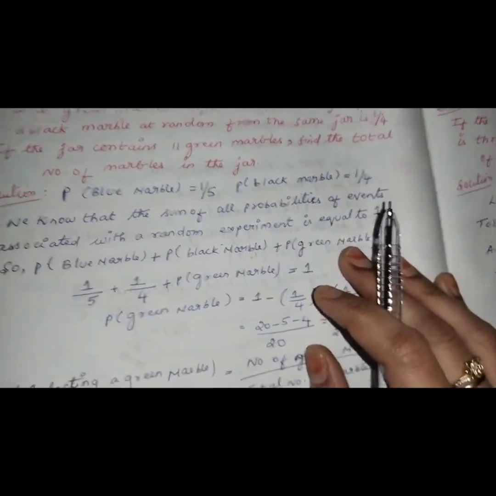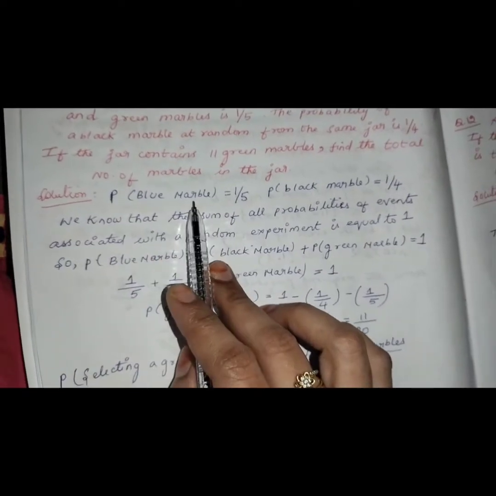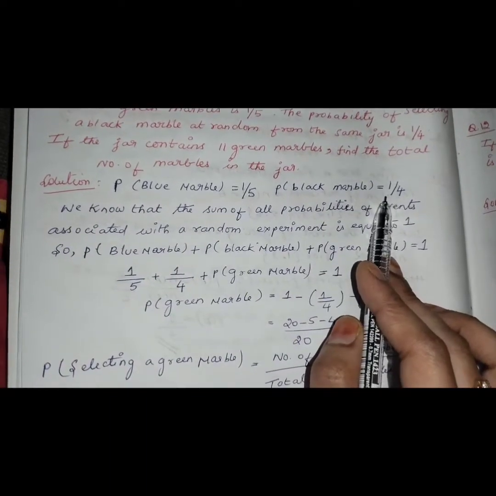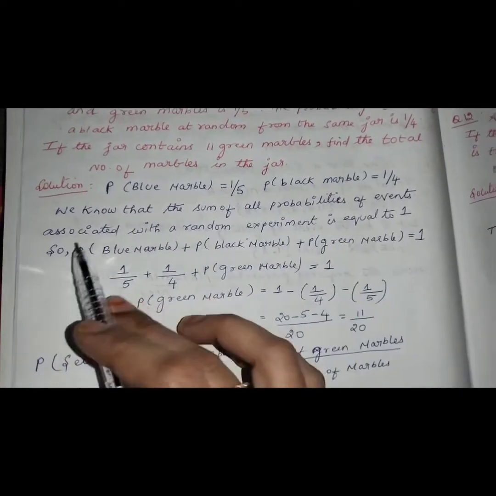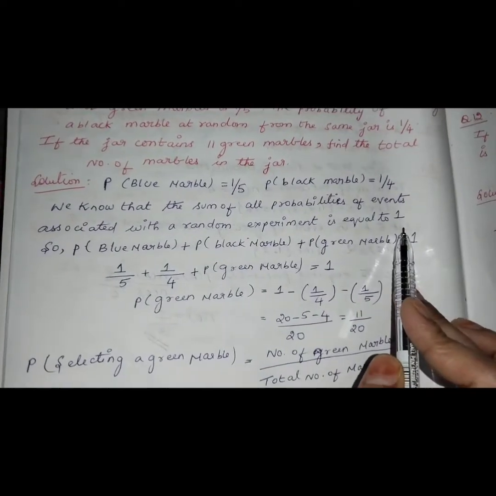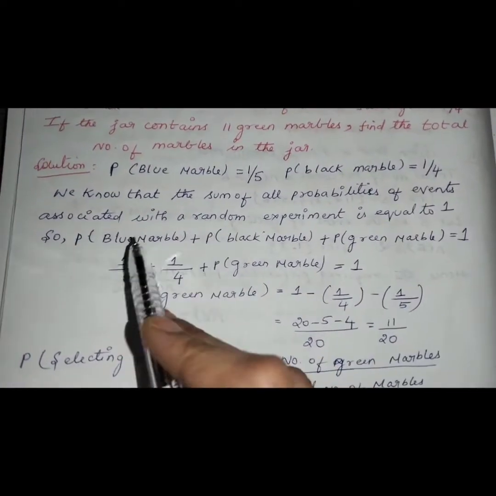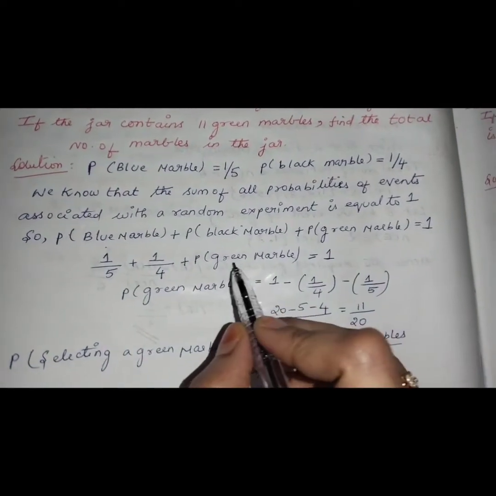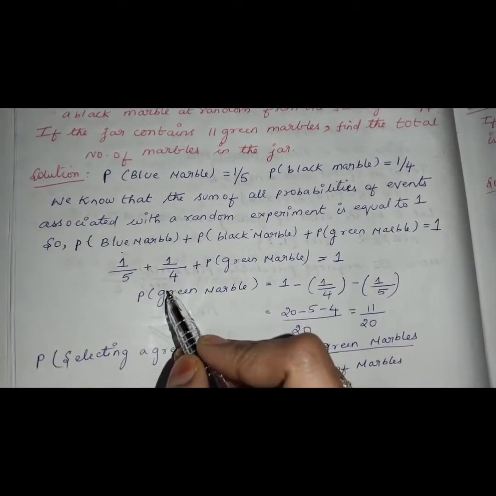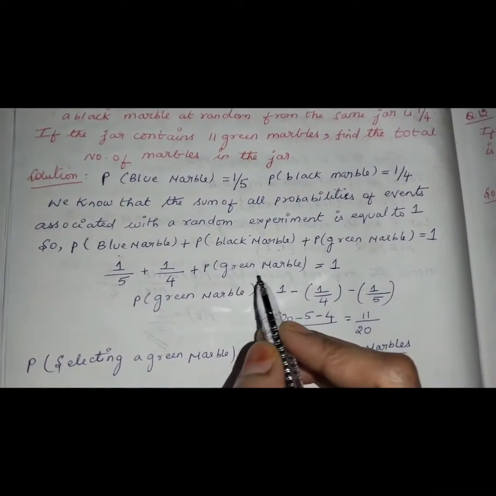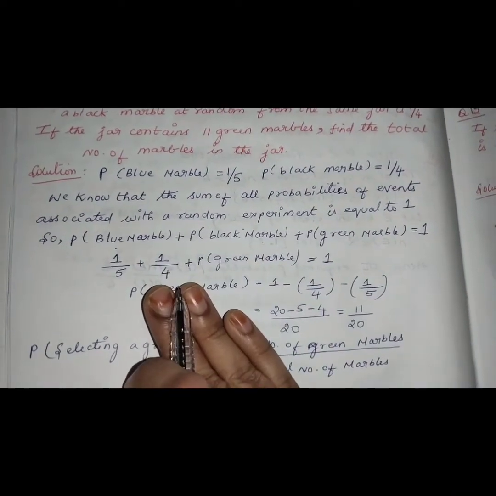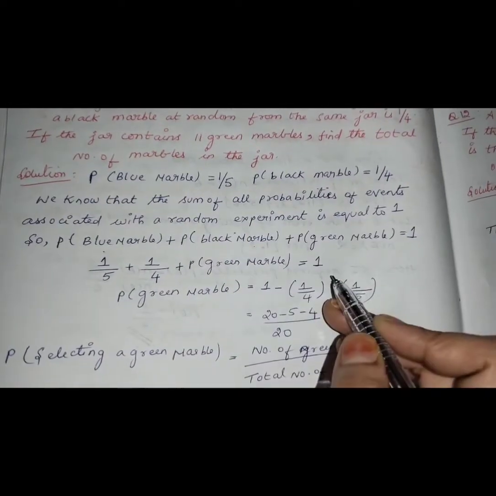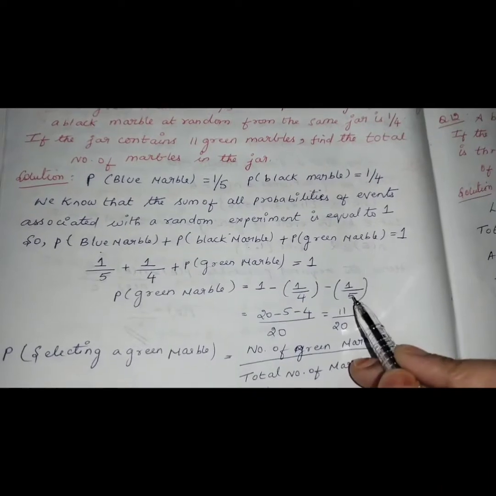P of blue marble, selecting a blue marble from the jar, is 1/5. Selecting a black marble from the jar is 1/4. We know that the sum of all probabilities of events associated with a random experiment is equal to 1. So blue marble plus black marble plus green marble equals 1. We need to find the green marble. So 1/5 plus 1/4 plus P of green marble equals 1. We need to find the value of green marble. So 1 minus 1/4 minus 1/5.